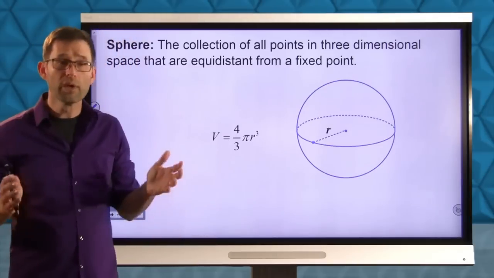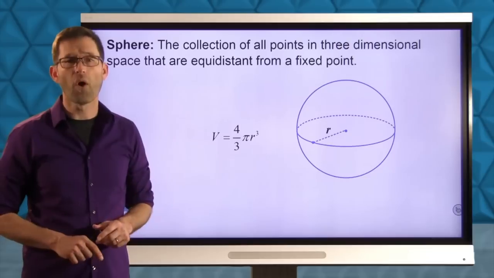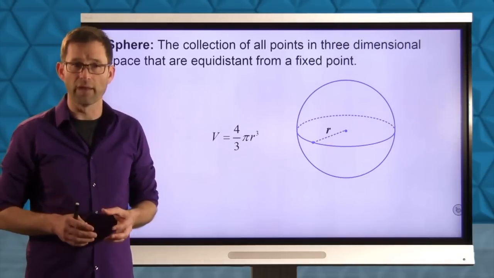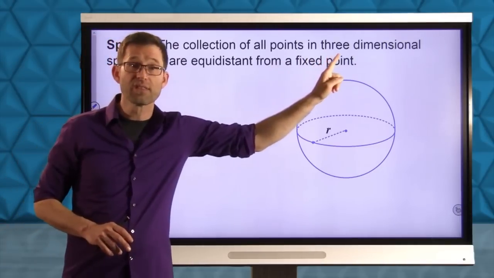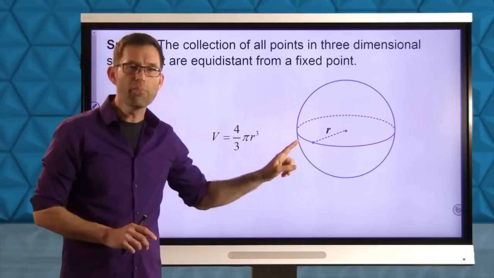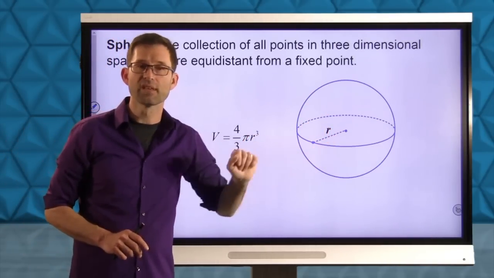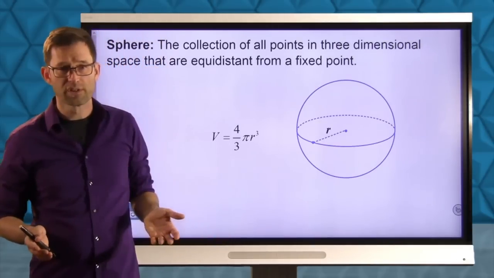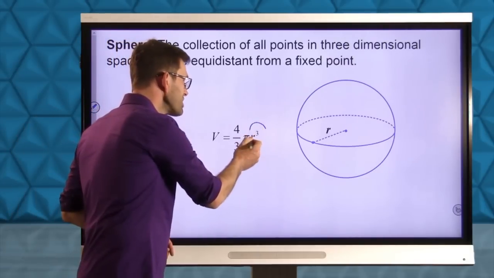A sphere really truly is the three-dimensional equivalent of a circle because it's the collection of all points in three-dimensional space that are equidistant from a fixed point. That's exactly the same definition as a circle. The only difference is that a circle is in 2 dimensions and a sphere is in 3 dimensions. But any point on the sphere is the same distance away from its center as every other point. Now, the volume formula for a sphere only depends, and this should make sense, on that radius.